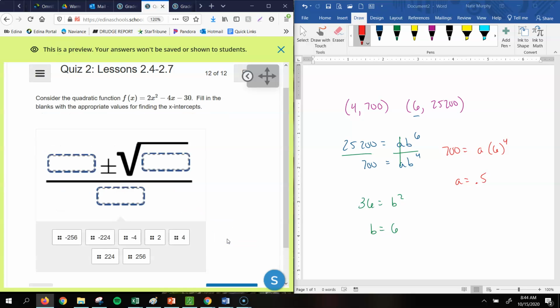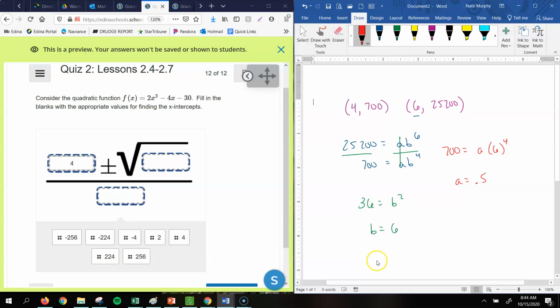All right, last problem. For this one, we're going to use the quadratic formula to find the x-intercepts based on this equation. Remember, it starts out with the opposite of b. So b is already negative 4, so I'm going to have positive 4 here. I'll put that out in front.